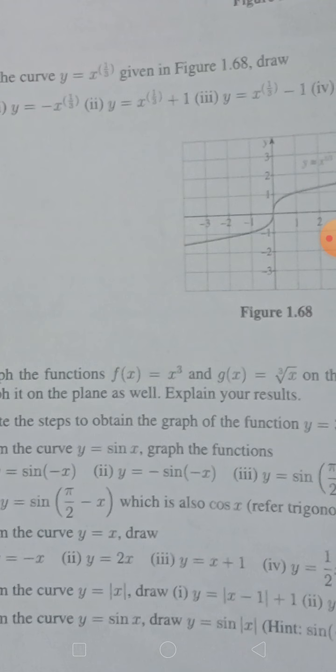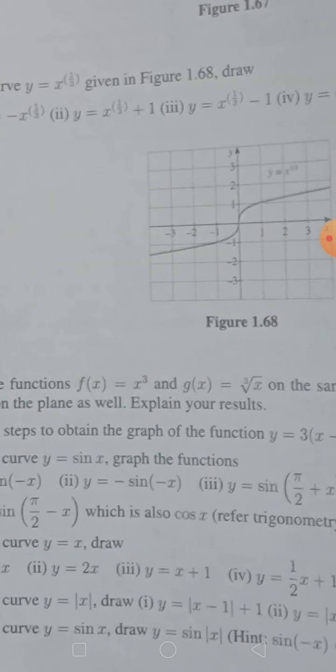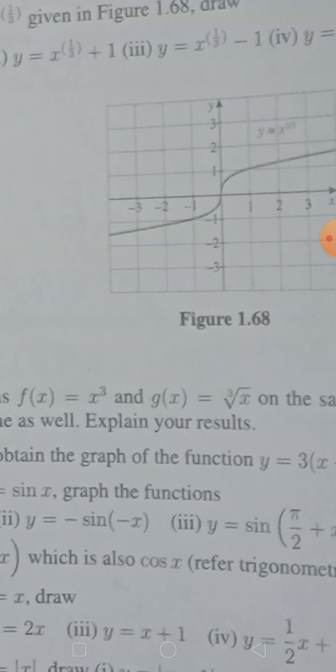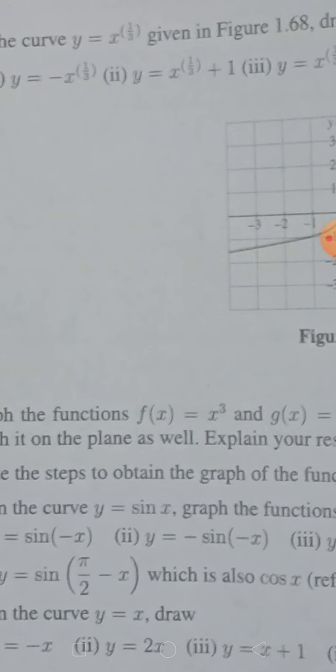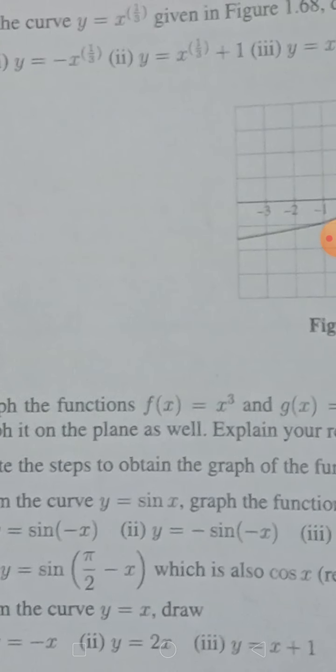Explain your results. So given that f of x is equal to x cube and g of x is equal to x power 1 by 3. So cube root of x, which means what? I can write cube root of x as x power 1 by 3. So first of all, we have to draw the graph for f of x is equal to x cube.